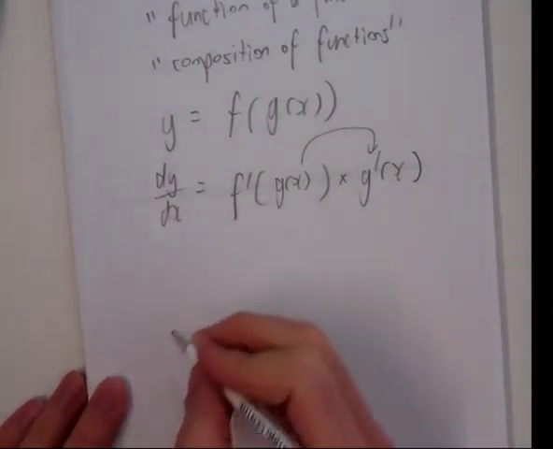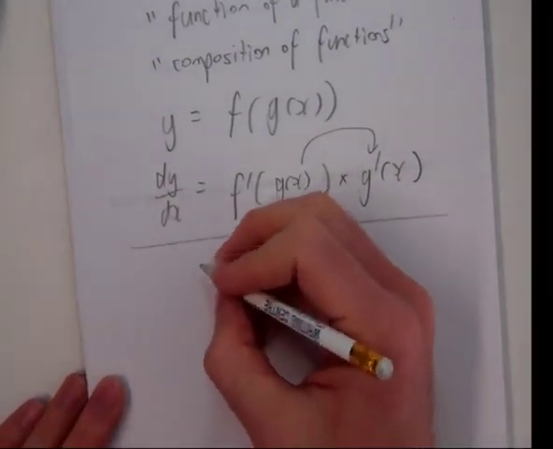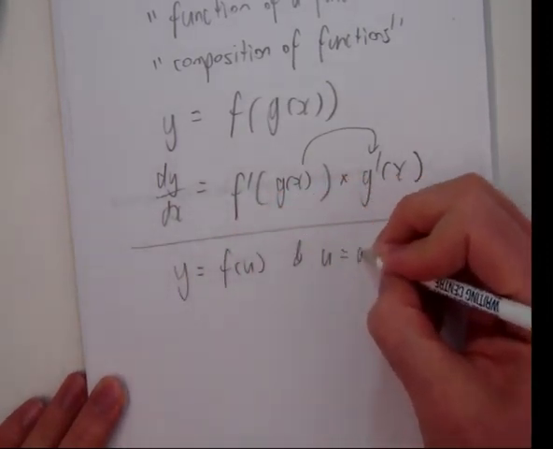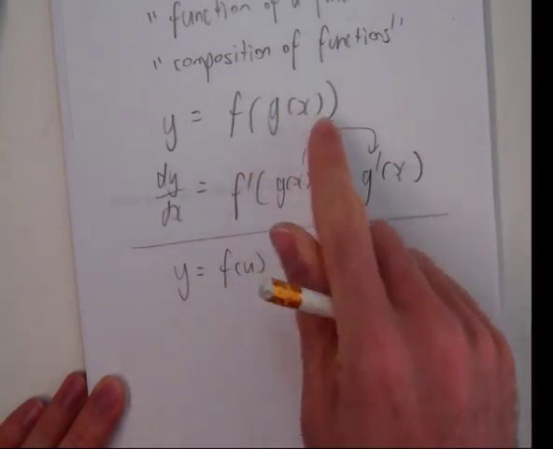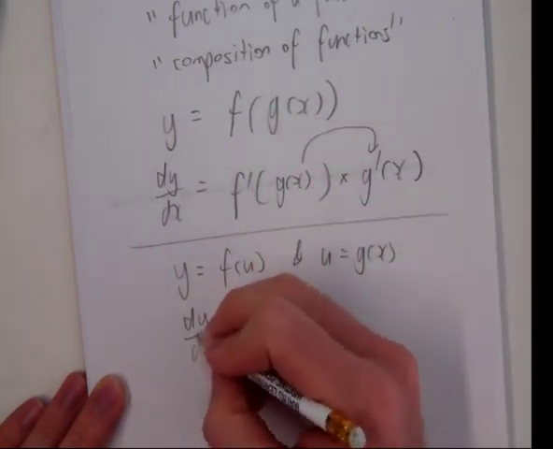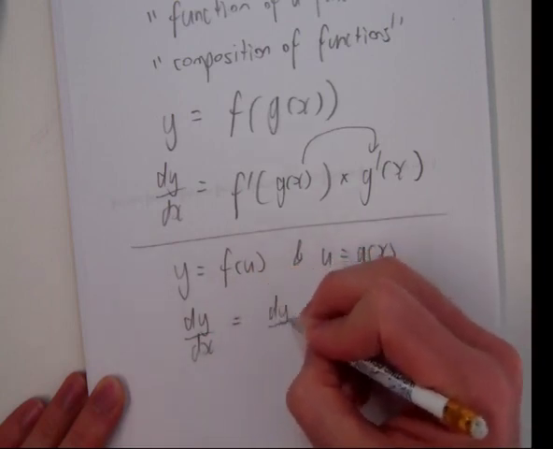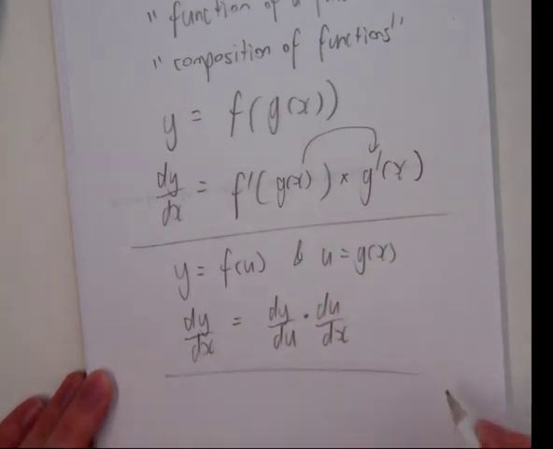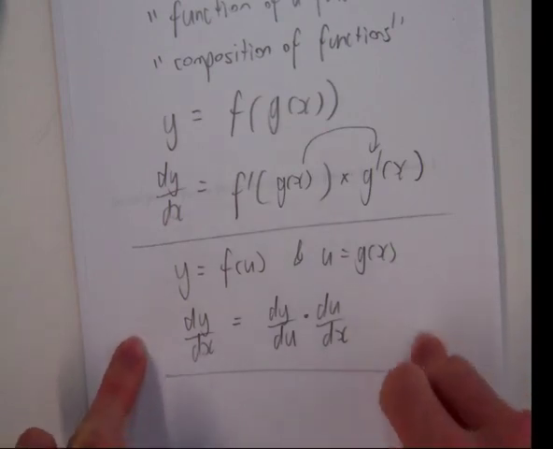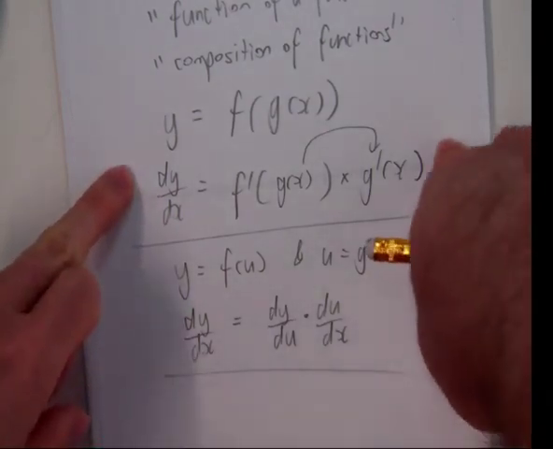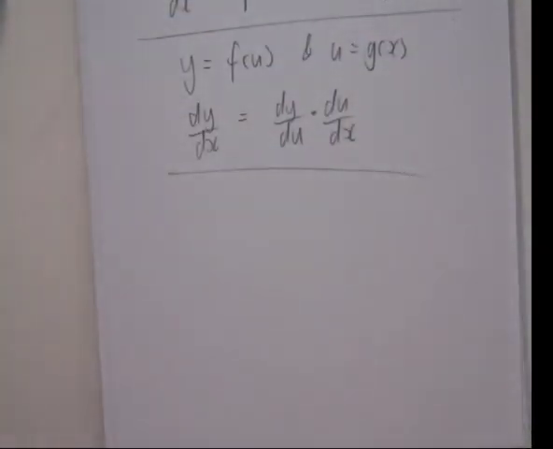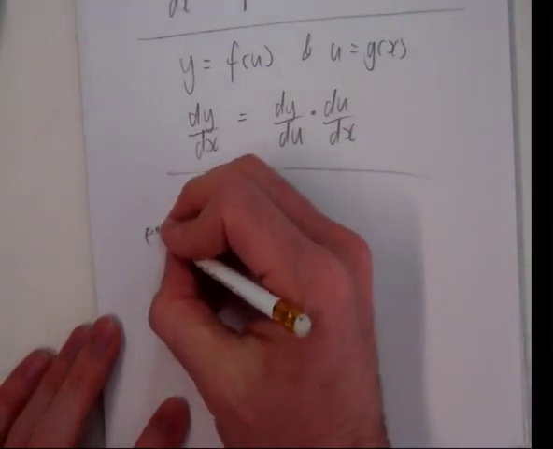So you may also know it as this version. If y equals f of u and u equals g of x, so I've called this u, then dy on dx is dy on du times du on dx. You may see it that way as well. This is particularly common in physics, in engineering, this is much more common over in economics. And it makes so much more sense with an example.